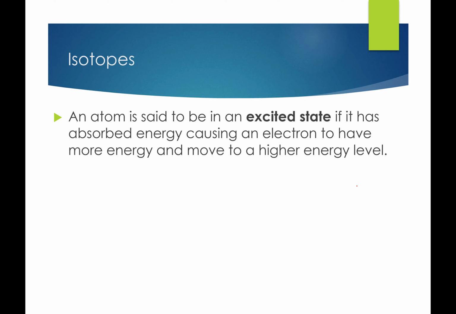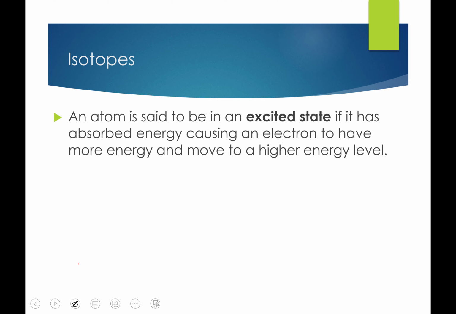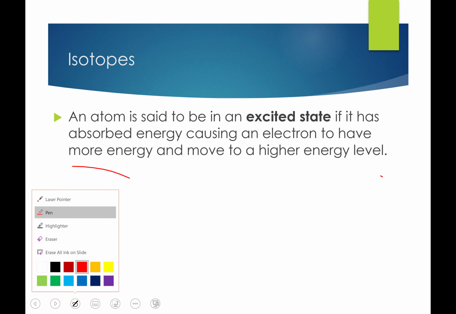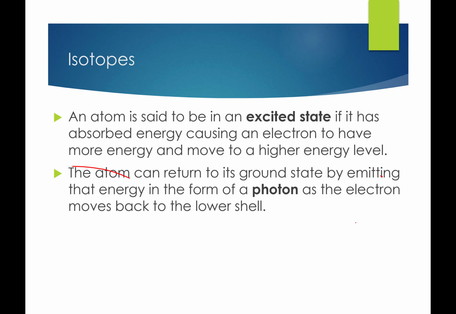But what happens when the atom is put into an excited state? Well, that gets a little different. In an excited state, the electron is going to have more energy, which allows it to move to a higher energy level. So the atom can only return to its ground state by emitting energy, which we call a photon.